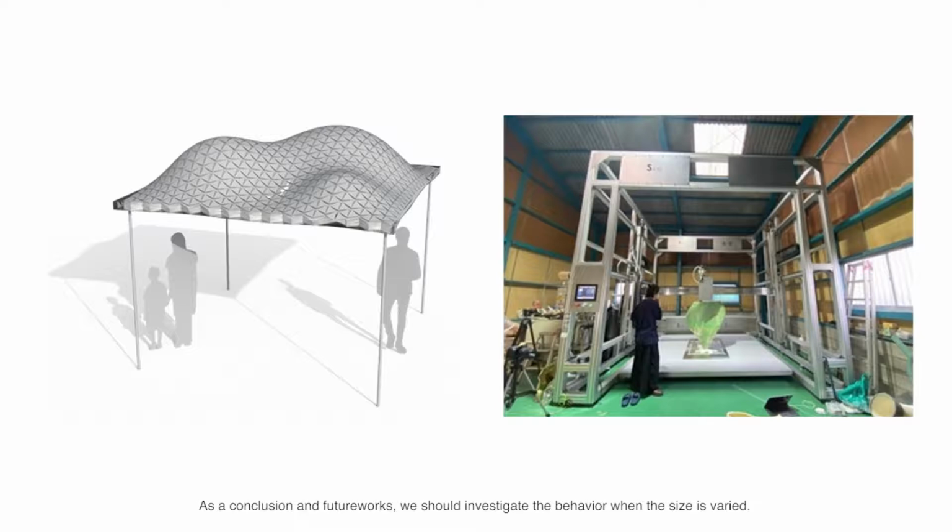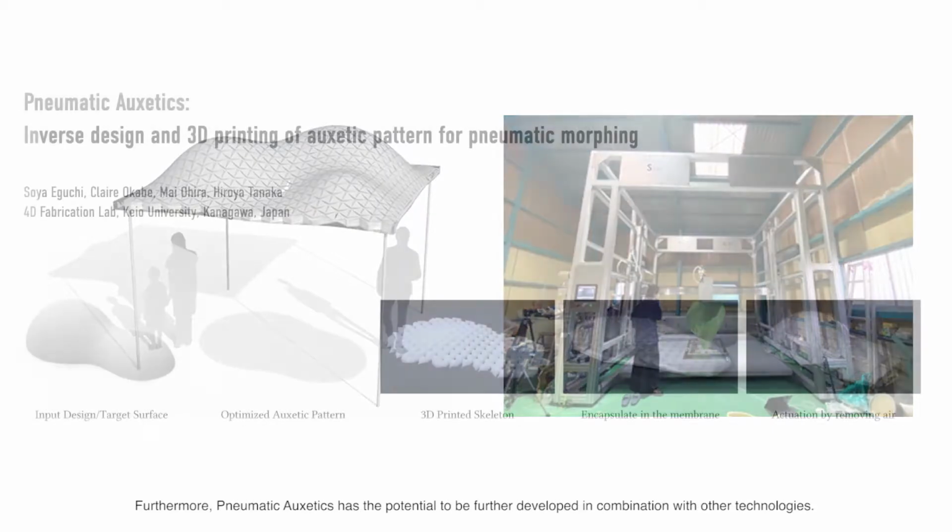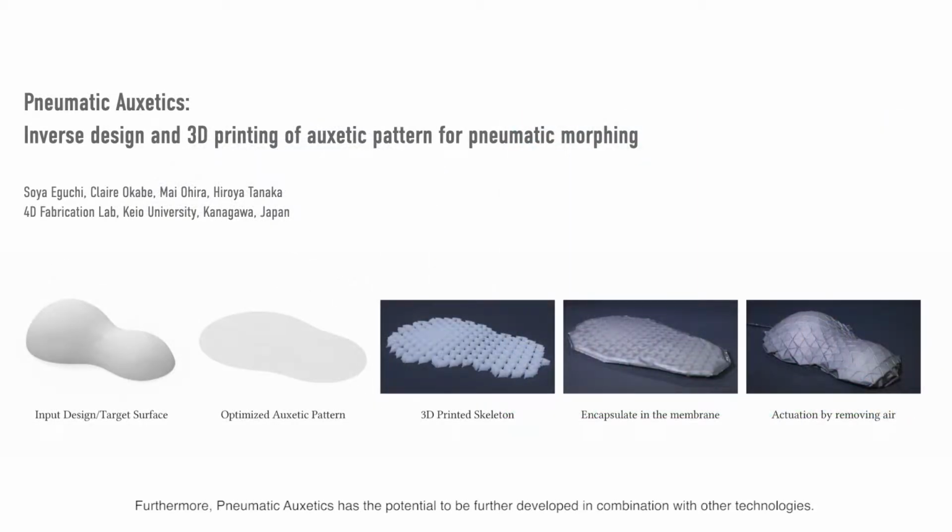As a conclusion and future works, we should investigate the behavior when the size is varied. Furthermore, pneumatic auxetics has the potential to be further developed in combination with other technologies. For example, it would be possible to make a structure that interacts with the surrounding environment by sensing the weather or temperature and automatically actuating structural morphing.